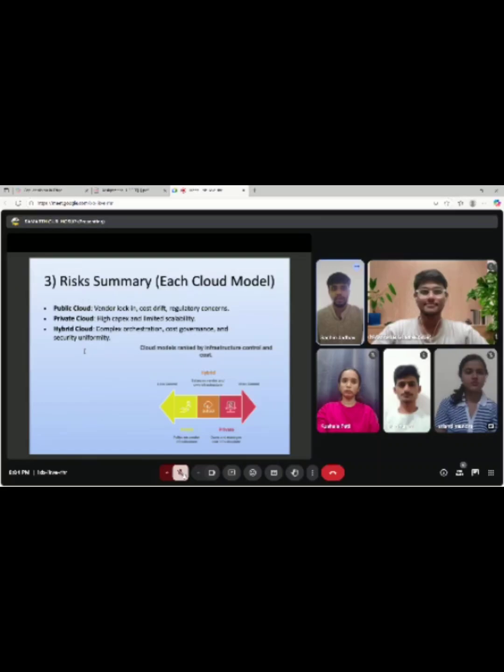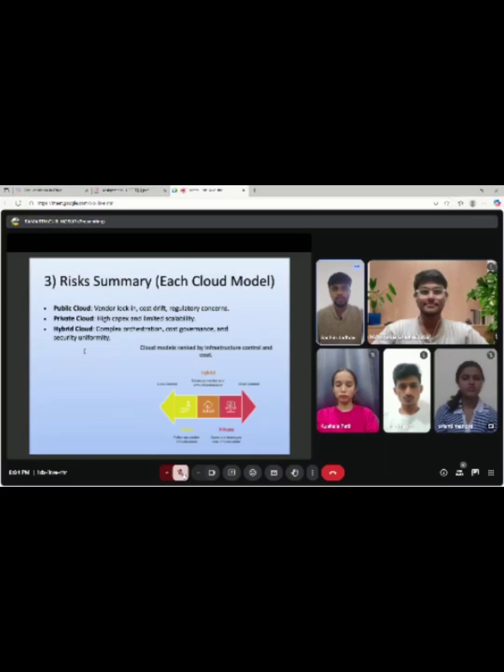For the private cloud, it offers more control but comes with high upfront cost and limited scalability. It is ideal for sensitive data but not always cost efficient for fast-growing workloads. Finally, the hybrid cloud. While it is very flexible, it introduces complexity in orchestration, cost management, and maintaining uniform security across platforms. Here, the diagram shows how control and cost vary across models. Public clouds offer less control but are cheaper. Private clouds give full control but at higher cost, and hybrid strikes a balance between the two.